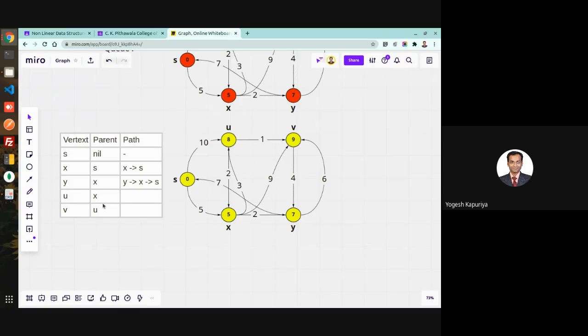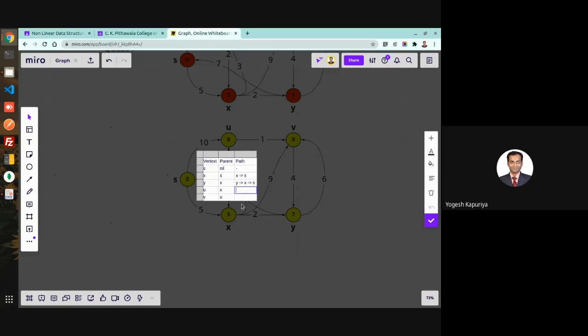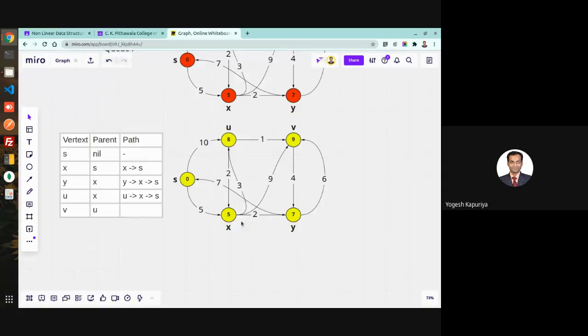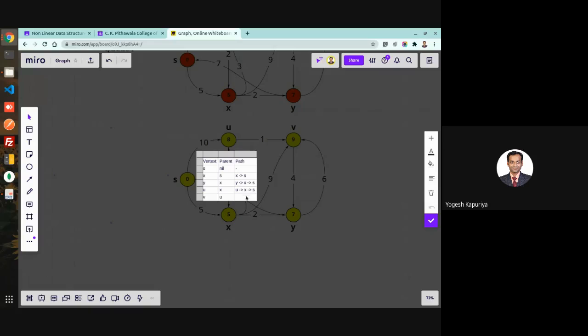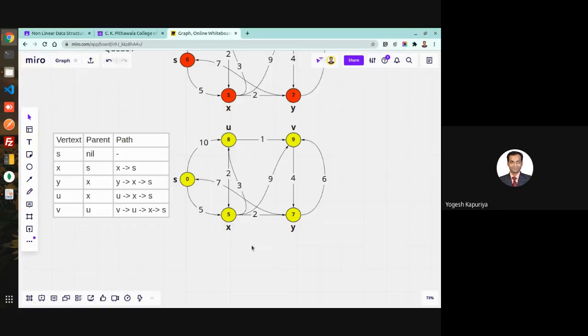Again, parent of U is X. So it means U is connected via X and X is directly connected to source. Okay. What about V? V is connected via U. Then you have to see this path for U. Whatever is there, you have to append it. So U is connected via X and that is directly connected to the source vertex. Right? So now you have a path from all other vertices to the source vertex.